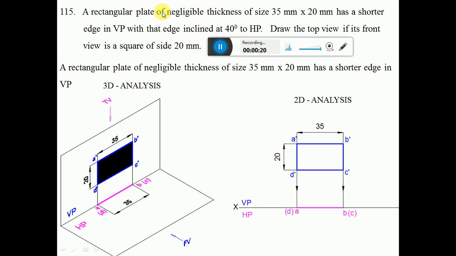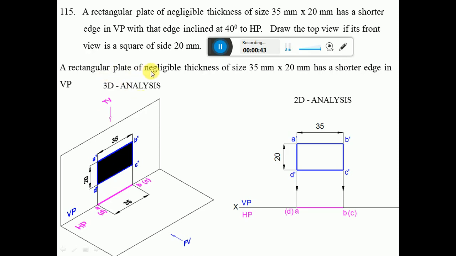A rectangular plate of negligible thickness of 35 mm by 20 mm has a shorter edge in VP. Yes, an edge which is resting on VP has to be perpendicular to VP. So this is very similar to the edge which is resting on HP having to be perpendicular to VP. Similarly, here the edge which is resting on VP has to be perpendicular to HP.